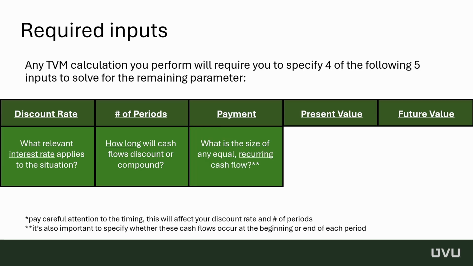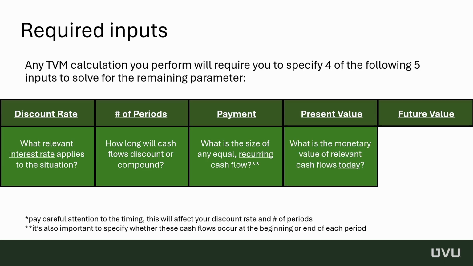The third input is payment. This refers to equal recurring cash flows. Some problems have payments, some do not. If you put one lump sum into an investment and leave it there for 6 years, there's no recurring payment. And as another note, it's important to pay attention to the timing. Payments can occur at the end of each period or at the beginning, and that timing difference affects the present value.